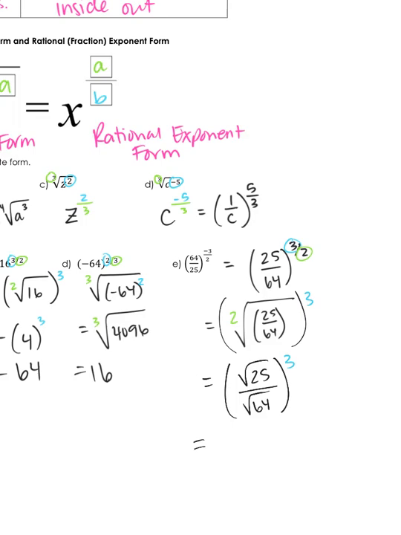Square root of 25 is 5. Square root of 64 is 8. And then when I cube those, I get 125 over 512.